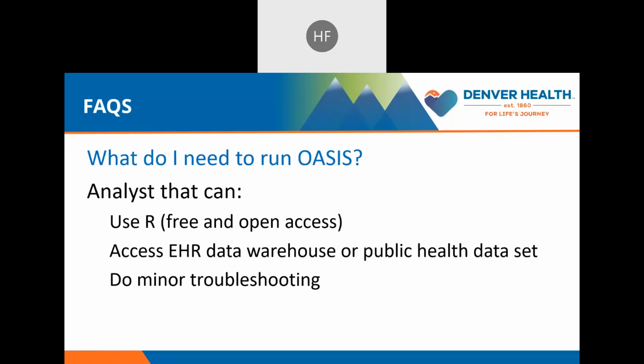What do I need to run OASIS? Well, you need a data analyst that can use R. This is free and open access. They need to be able to access your electronic health record data warehouse, or if you're in public health, your public health data set. And they do need to be able to do some minor troubleshooting. So if you're not using Epic or you're trying to do a more complex measure, it will require more troubleshooting. The 4 metrics that we've designed code for are meant to be plug and play, so that should reduce the amount of troubleshooting they need to do.